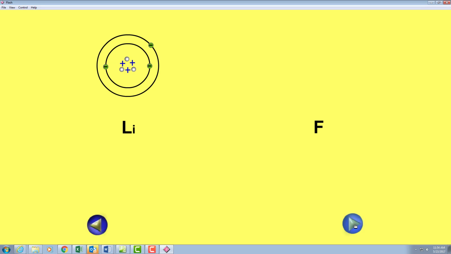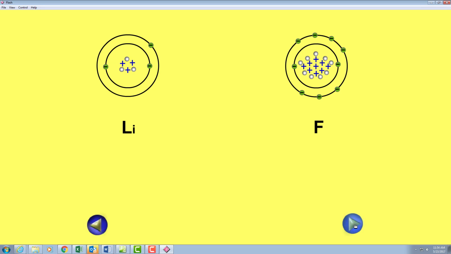Also, fluorine. Now, fluorine has atomic number of 9. And so we have 9 protons. The rule of thumb says 9 neutrons. And of course, 9 electrons. We have 2 in the first and 7 in the second shell. Do a little bit of counting here.